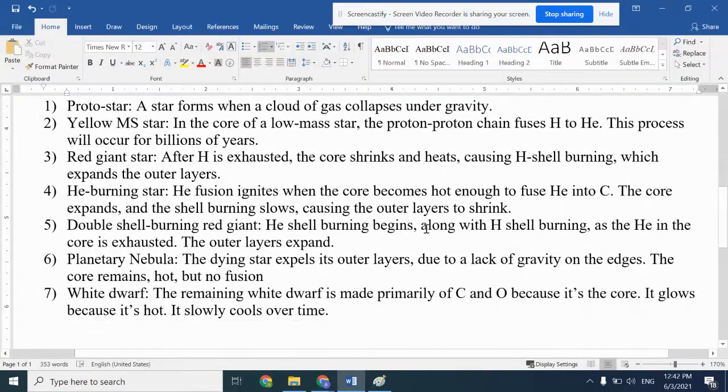The low mass stars, so this is something like our sun. Again, all stars start as a protostar in a gas cloud. Gravity contracts it. That gravitational potential energy gets converted into heat, and you get fusion. You get a yellow or red main sequence star. Now, in the core of the low mass star, that's the proton-proton chain that we talked about on day 1. That's going to be on your FRQ for this test. This process is going to occur for billions of years.